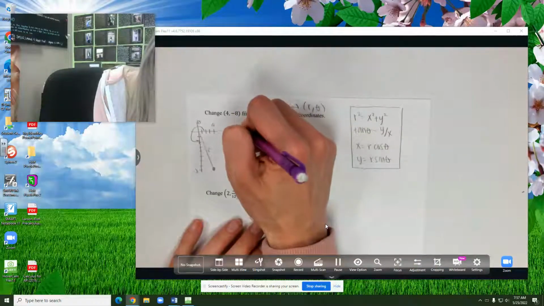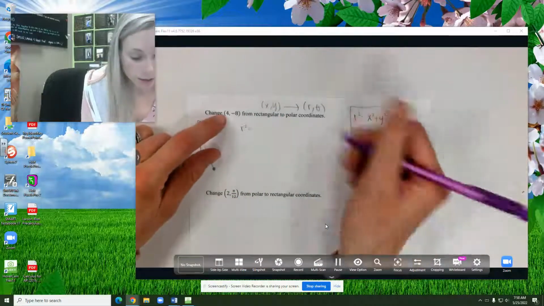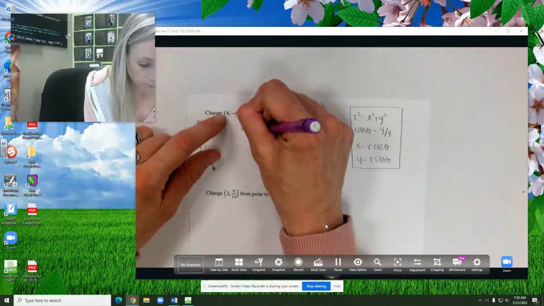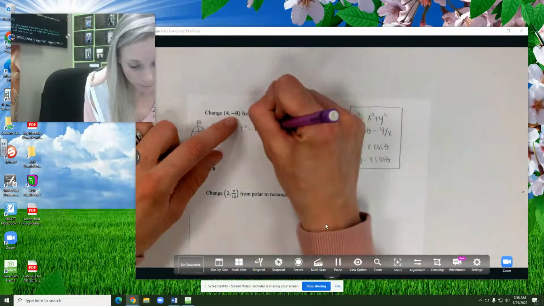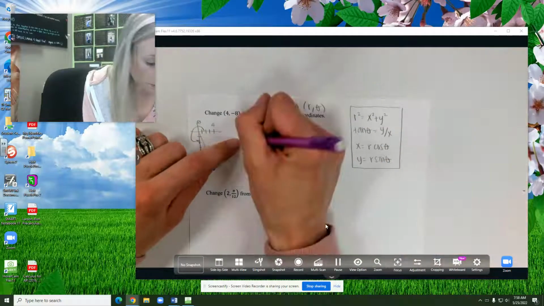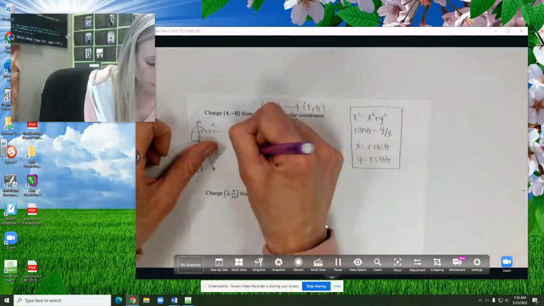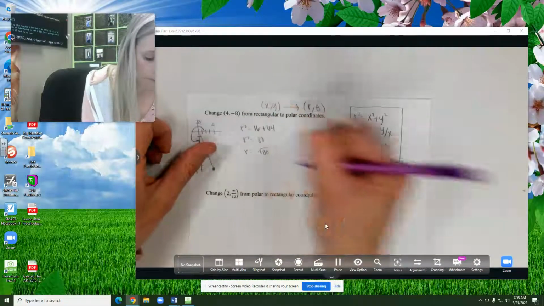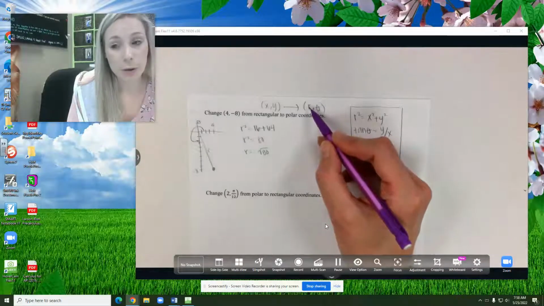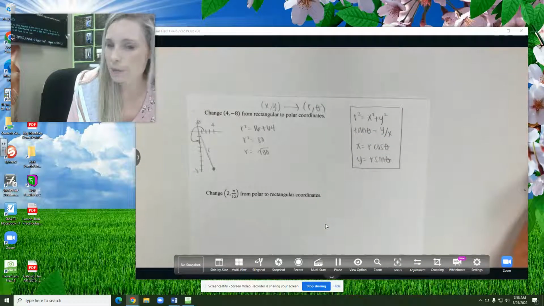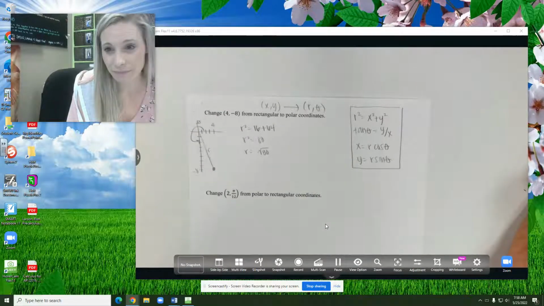So r squared is x squared, which is 4 squared. 4 squared is 16, plus y squared. So (-8) squared is 64. We get r squared is 80. So r is going to be the square root of 80. That is what would go as this part of the ordered pair. Of course, if we can simplify, if we can break it down, we should. We can break this one down.